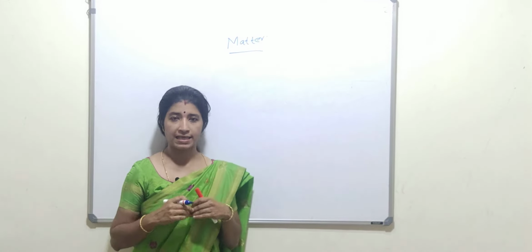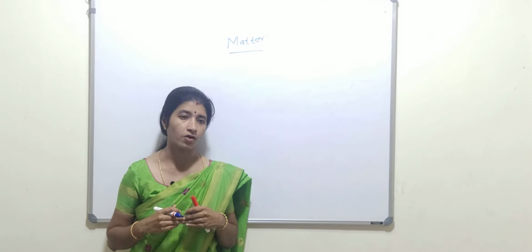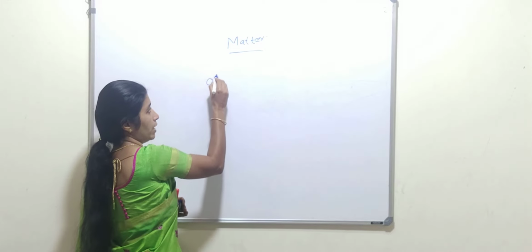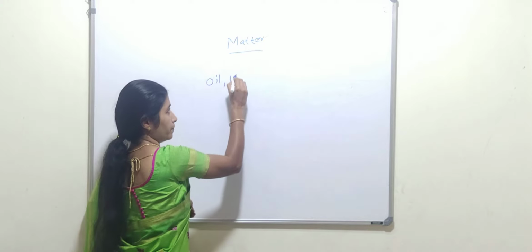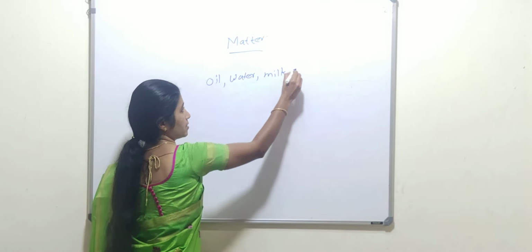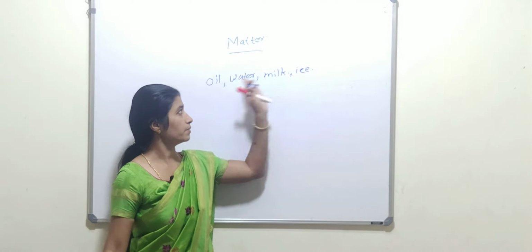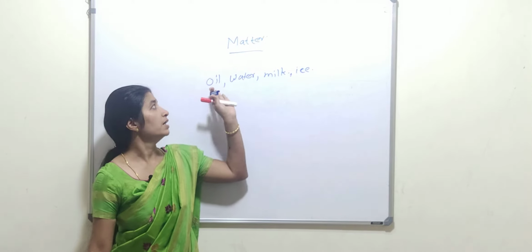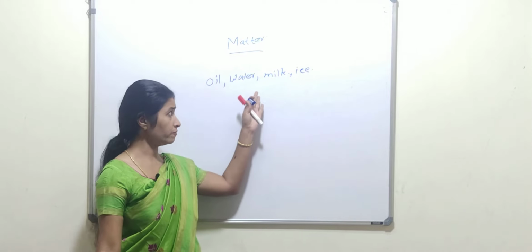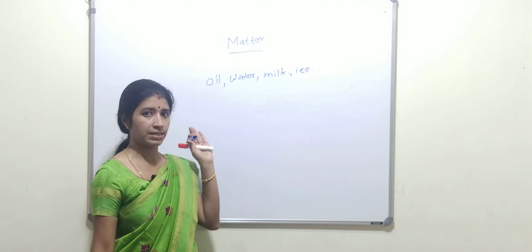Can you give me some examples of matter in our daily life? I will tell you some of the examples. The first ones are oil, water, milk, ice. These are all substances that relate to the term matter in our daily life. We all use oil, water, milk, ice, etc. These are some of the examples of matter.